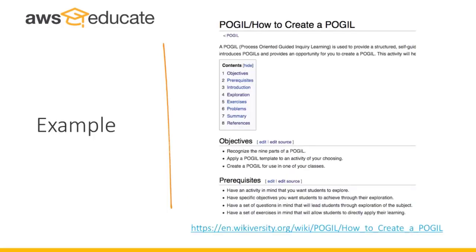And to give you an example of how to do a POGIL, I actually thought of and created a POGIL on how to create a POGIL. And if you would like to see more of this, it's on Wikiversity under POGIL and then how to create a POGIL. But it follows the steps that we just outlined. There is an objective, there are prerequisites, there's an introduction, there is exploration, there are exercises, there are problems, and there's a summary at the end.